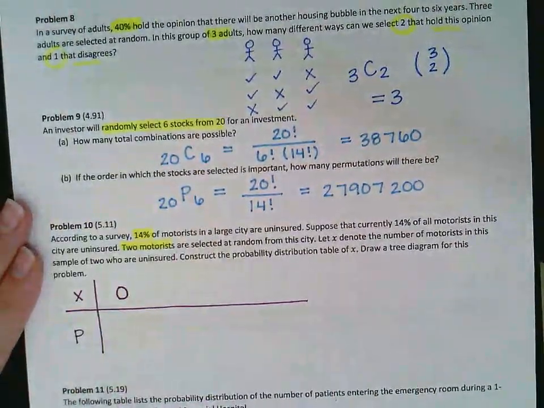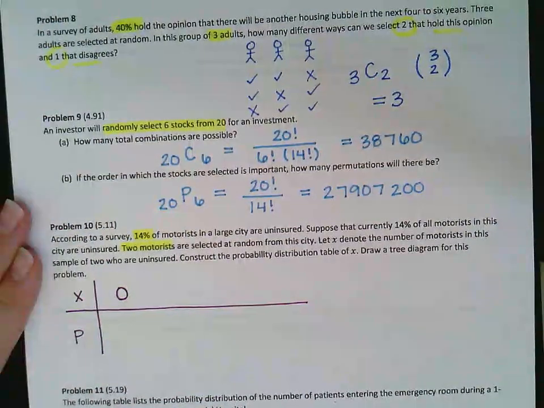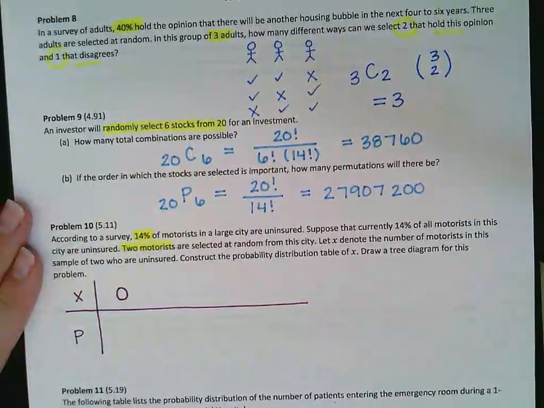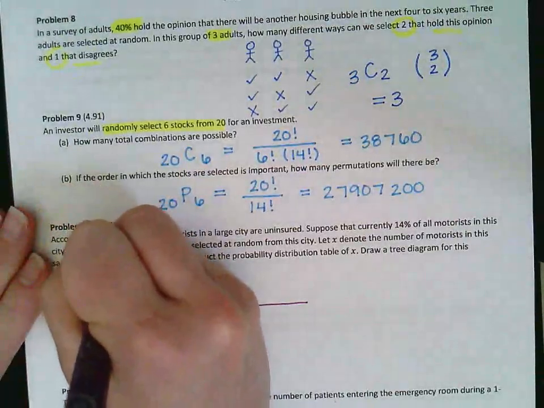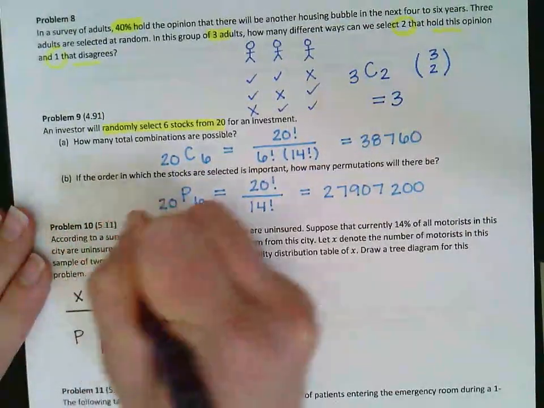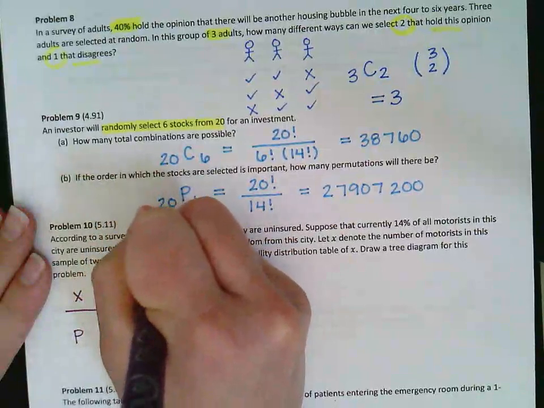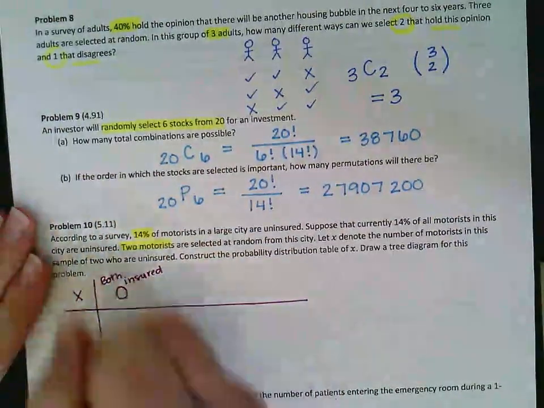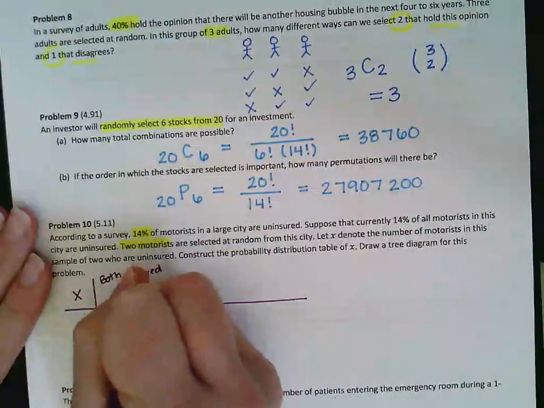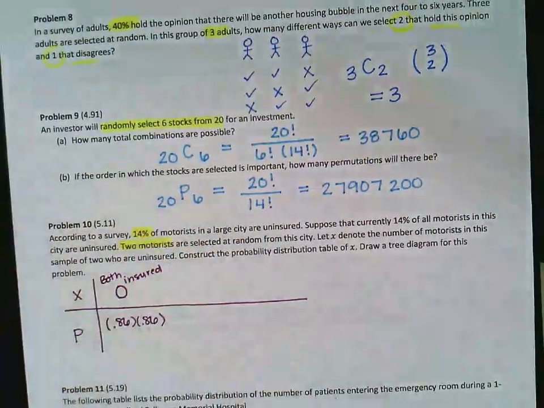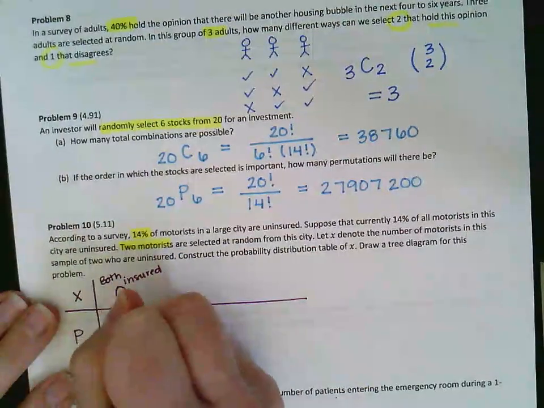That means that both of them, right, have insurance because X is the number who are uninsured. So this is both insured. 0 are uninsured, right? So that's going to be the opposite of 14. So that's going to be 0.86 times 0.86, which is 0.74.